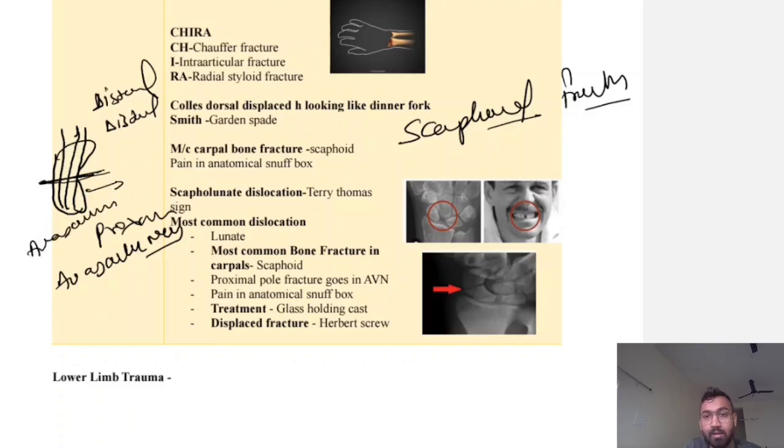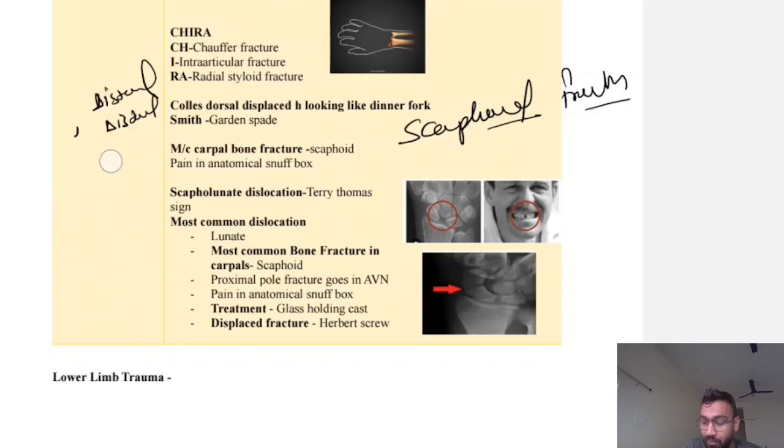That's why we are studying this: if there is a fracture in the scaphoid, then we have to fix it immediately. Otherwise, this part goes into avascular necrosis. Now, how will the patient present to you? The patient will present with pain in the anatomical snuff box. This is the anatomical snuff box.